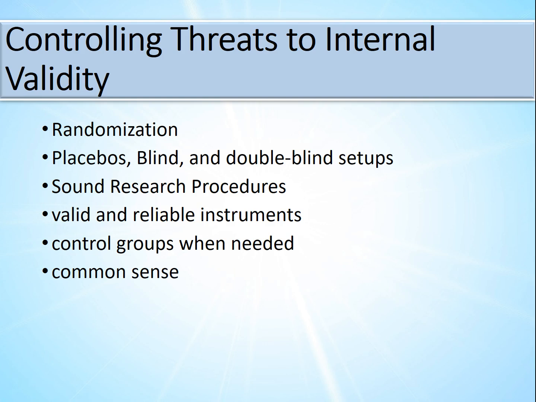How to control threats to internal validity. We can use randomization, matched pairs, or within subject repeated measures to deal with history, maturation, statistical regression, selection bias, and testing. We may use placebos, blind and double-blind setups to solve the testing issue. Also, we may follow sound research procedures, use valid and reliable instruments, control groups when needed, and use common sense.